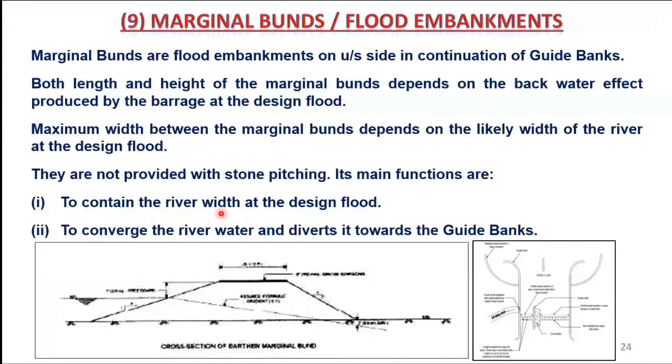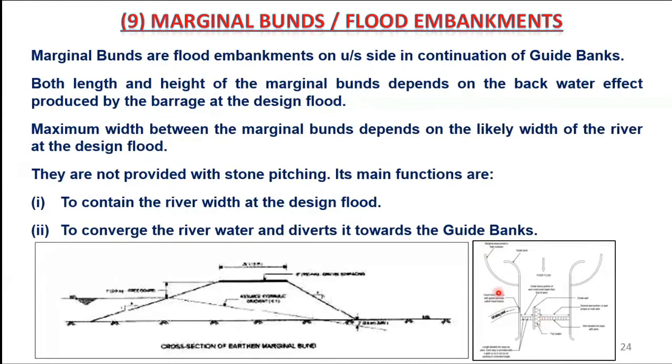Now, what are the functions of the marginal bunds? To contain the river width at the design flood. On design flood, the river width has increased, so they contain the whole water. What is the next function? To converge the river water, and divert it towards the guide banks. So those are the two major functions of the marginal bunds.